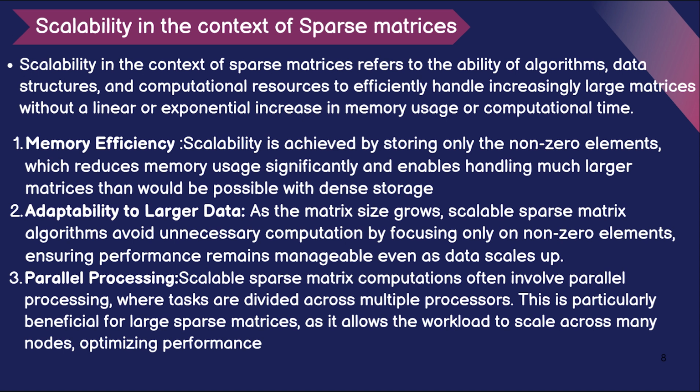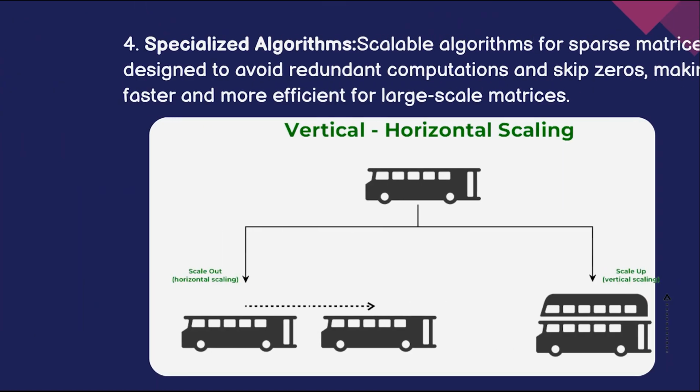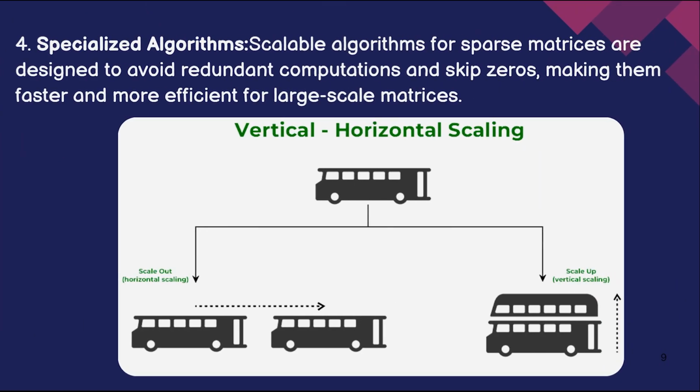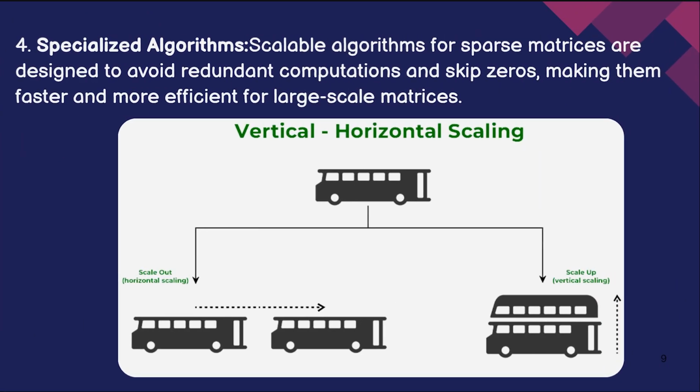In a scalable sparse matrix, the computations often involve parallel processing, which means that each task is divided into subtasks and given to multiple processors. This is beneficial when we are dealing with large sparse matrices, as it allows the workload to scale across many nodes, which increases the performance and decreases the cost. And the scalable algorithms for sparse matrices are designed in such a way that they skip zeros, making them faster and more efficient for large scale matrices, since we are avoiding most of the elements, which are zeros.